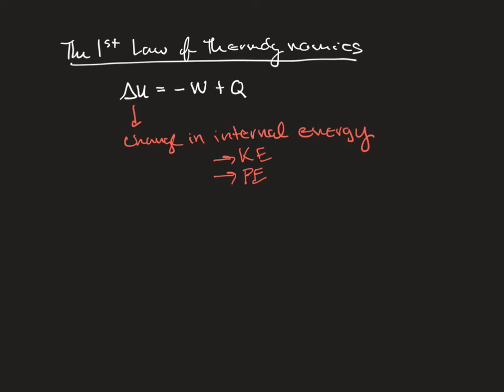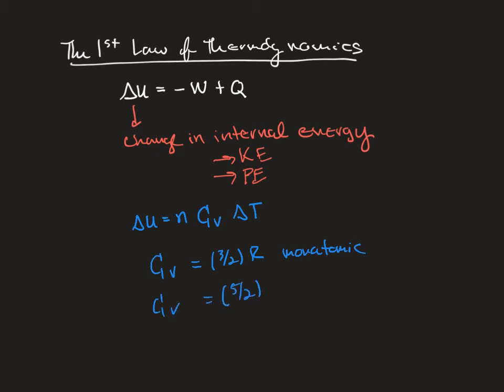Alright, so let's talk about how we're going to calculate the change in internal energy. The change in internal energy is going to equal the number of moles times the molar specific heat at constant volume times the change in temperature. And we already learned earlier how to calculate the molar specific heat at constant volume. So remember, for a monatomic gas, it's 3/2 times R. And for a diatomic gas, it is going to be 5/2 times R, because you have those rotational energy states. And because this is a change in energy, as long as you're both in Celsius or both in Kelvin, it will work.